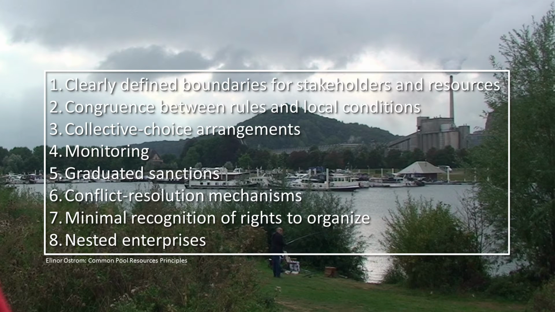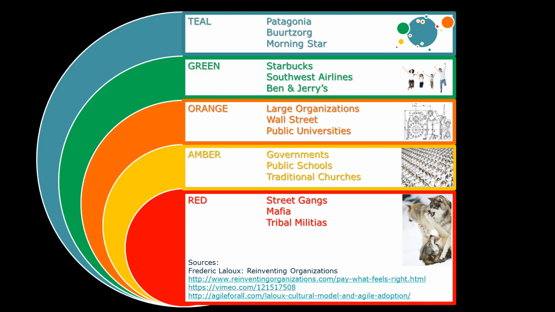So, this works for these small communities and has been working for a long time. Let's have a look at other forms of organization. Frederick Laloux used research on organization forms to find companies that use a new form of self-organization and found many that already used it in different sizes and different industries.